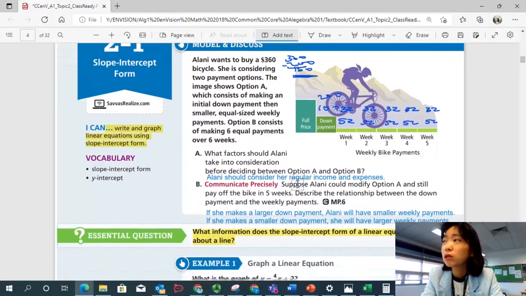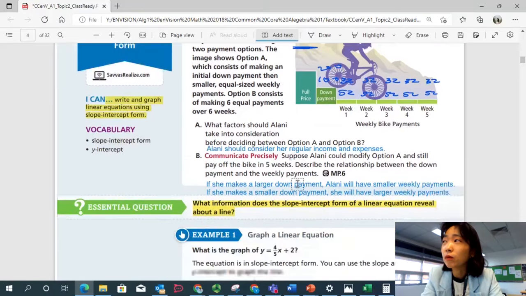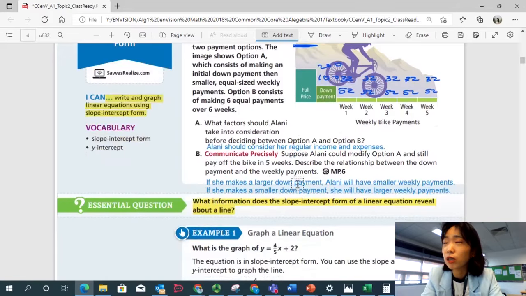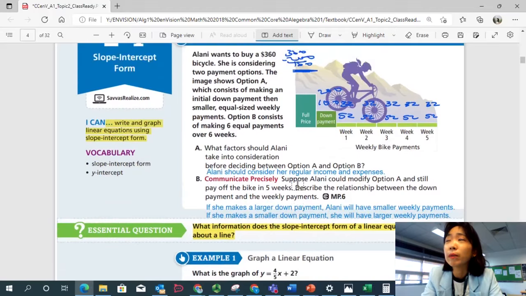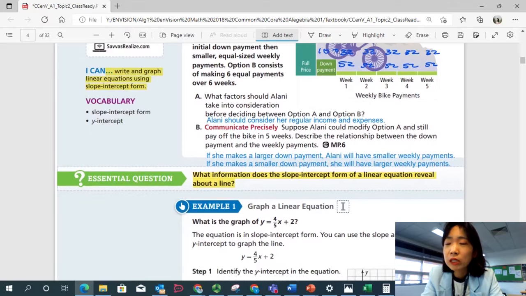Okay, so that is a good example to get started thinking about equations in slope-intercept form. So the essential question is, what information does the slope-intercept form of a linear equation reveal about a line? What kind of information does it reveal, and how is it useful is what we're going to look at.